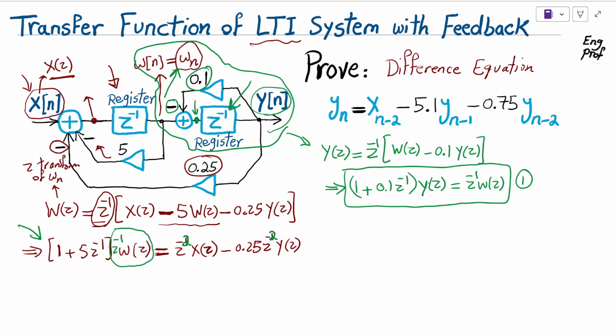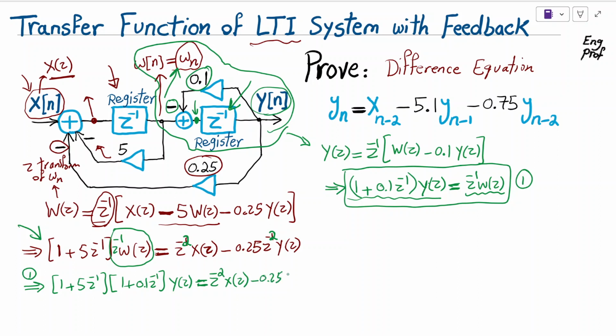This thing, I can just substitute it from equation 1. So from equation 1, I get 1 plus 0.1 z minus 1 times Y(z), substituting the right hand side of equation 1 with its left hand side. So I get 1 plus 0.1 z minus 1 Y(z) equal to z minus 2 X(z) minus 0.25 z minus 2 Y(z).